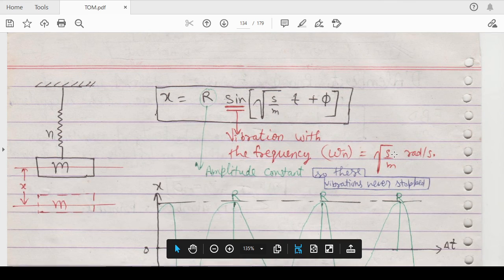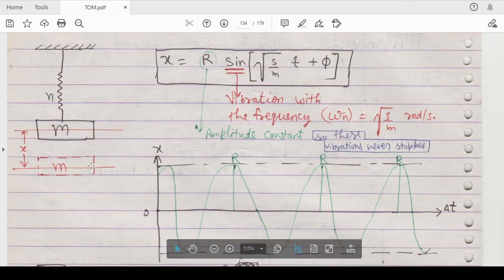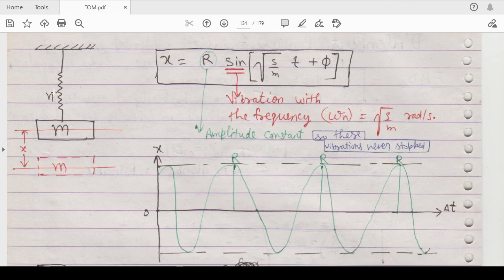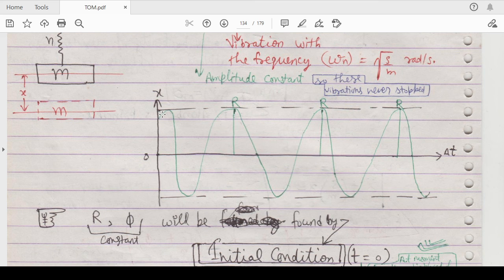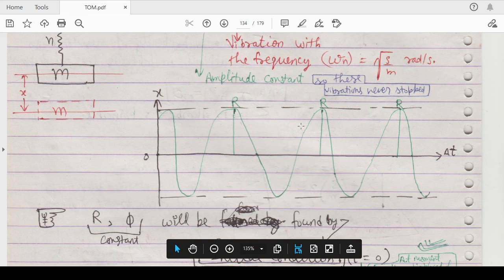Okay, now let's see, this is a function with n and m. Now as you know this equation, the standard equation of vibration, just note it down somewhere. x equals r sine of under root s by m t plus phi, where vibration with the frequency of omega n is going on.